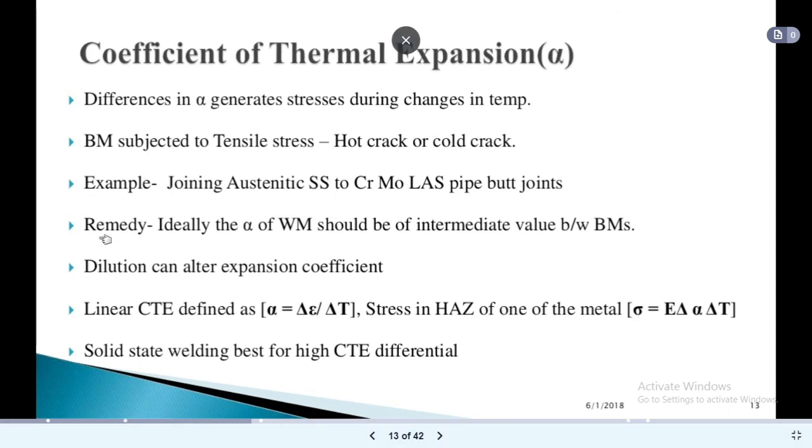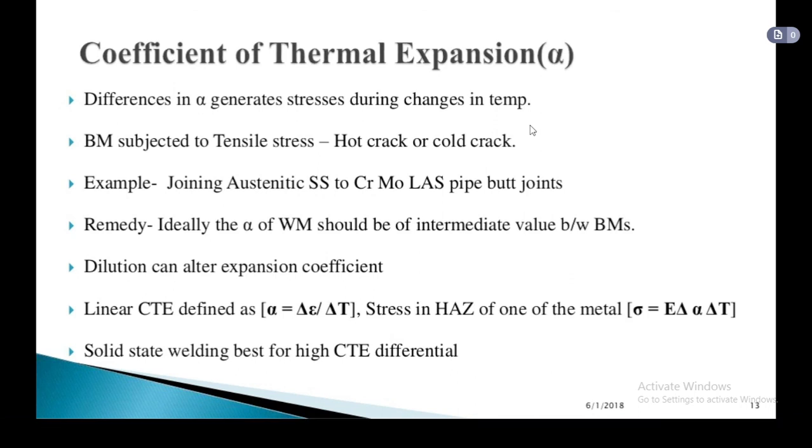See here, difference in alpha. Alpha means coefficient of thermal expansion, and it generates stresses when there is a change in temperature. Then the base material is subject to tensile stress, hot crack and cold crack. The base materials we are using can generate hot cracks or cold cracks.